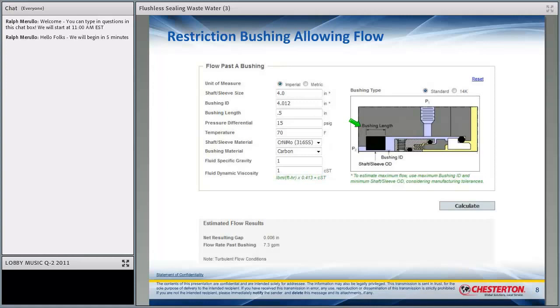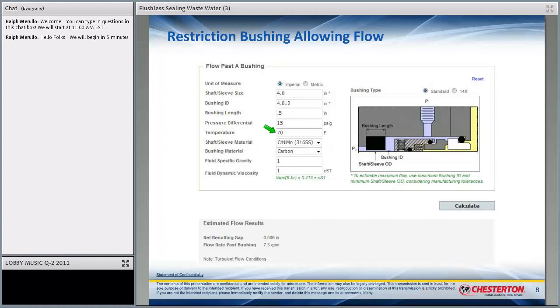You can input variables. In this case, I input a 4-inch shaft, and it comes back and says the ideal bushing inside diameter is 4.012 inches. I selected a 1/2-inch long bushing, and a flush pressure 15 psi higher than the sealed pressure. That's typically what we recommend for flush pressure, plan 32. And I selected ambient temperature.